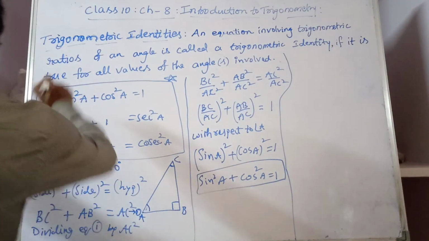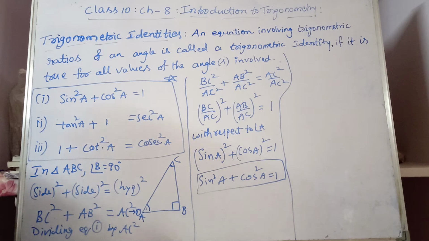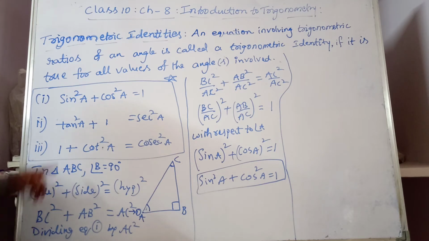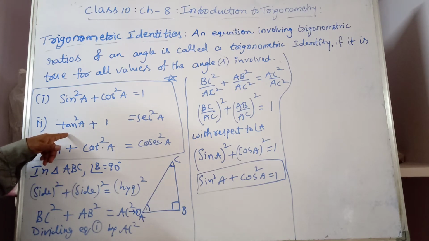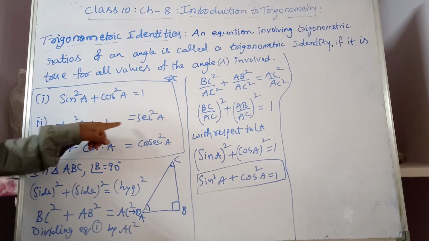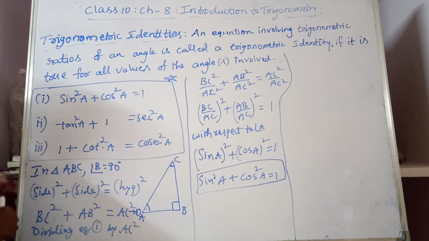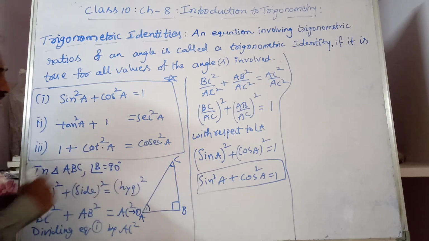So what is the second identity? Tan square A plus 1 is equals to secant square A. To prove this, BC square plus AB square is equals to AC square. BC is opposite side.